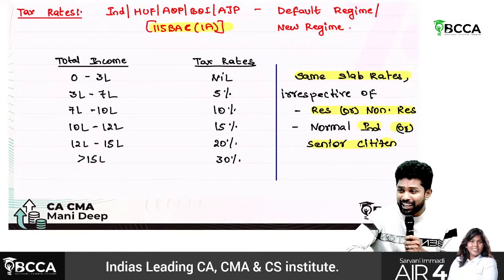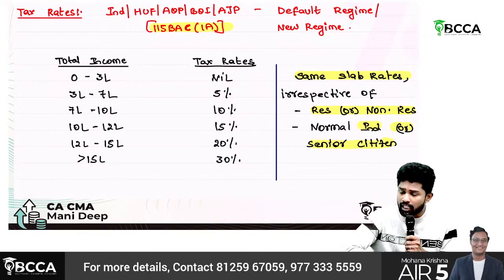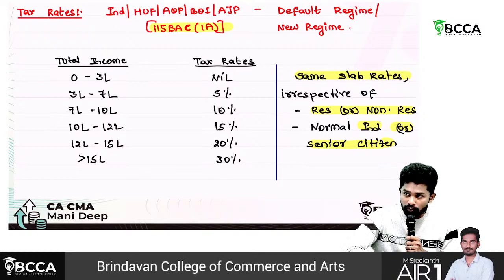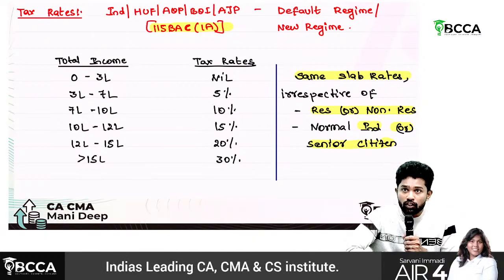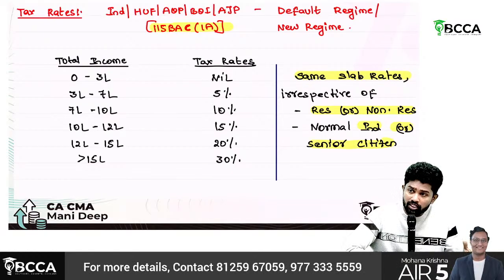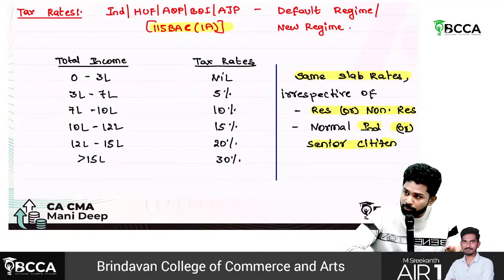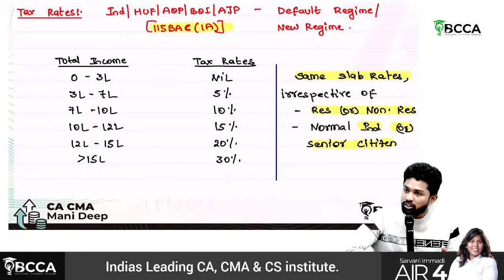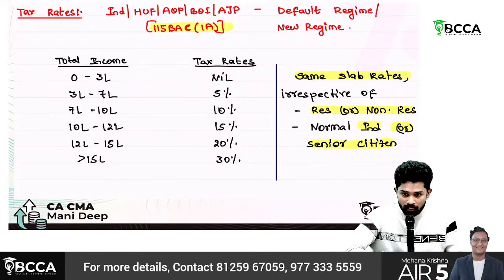If an individual's total income is exactly 15 lakhs, what would be his tax? 1,40,000. Under this default regime, we need not check whether the individual is a senior citizen or super senior citizen. Age is not a criterion. Irrespective of age, the same slab rates are applicable, and irrespective of whether he is resident or non-resident, the same slab rates are applicable.